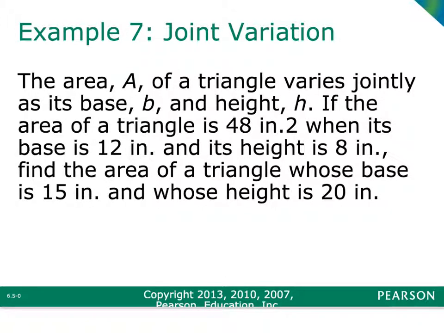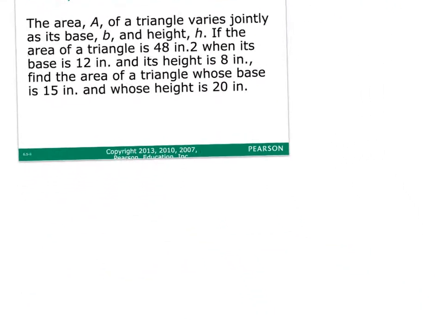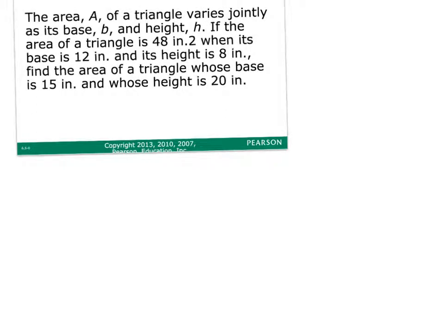So here's an example that would include joint variation for you. The area A of a triangle varies jointly as its base b and its height h. So you can stop right there and you could write an equation for that. If we start with step 1, the area A varies jointly as its base b and its height h. So you would take k times b times h because they said the word jointly. Always translate first.